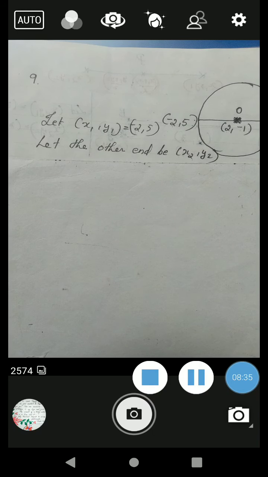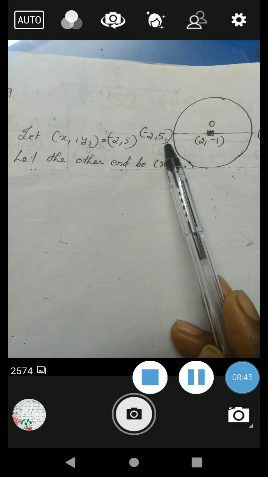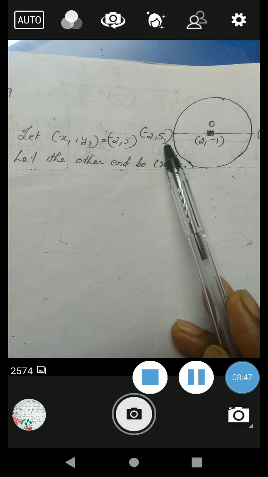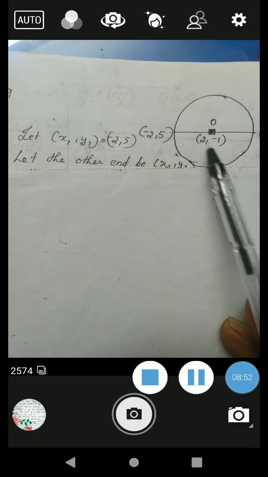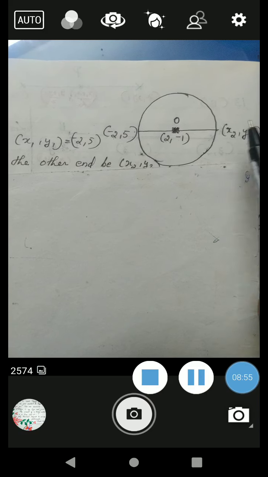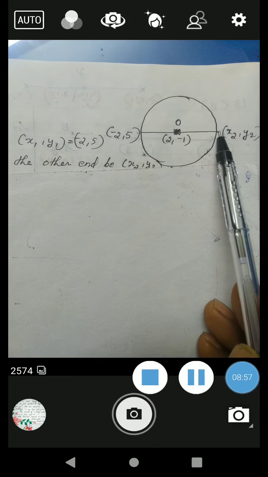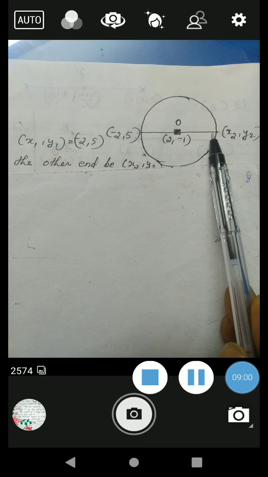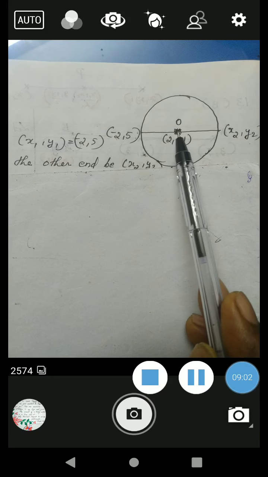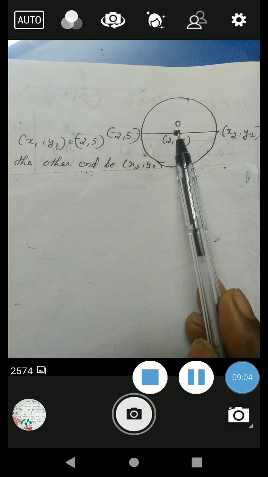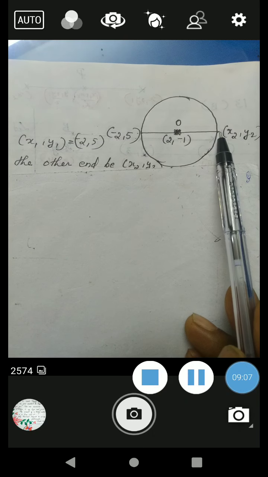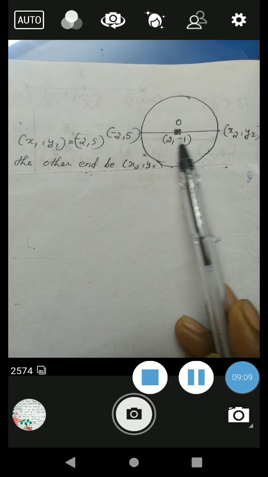Next, the 8th one is homework, do the 9th. One end of the diameter of a circle is (-2, 5). You can see a circle, (-2, 5) is one end of the diameter. Find the coordinates of the other end if the center of the circle is (2, -1). What is given here? We can consider the diameter as a line segment and this is the center. That means the midpoint of this diameter is (2, -1).